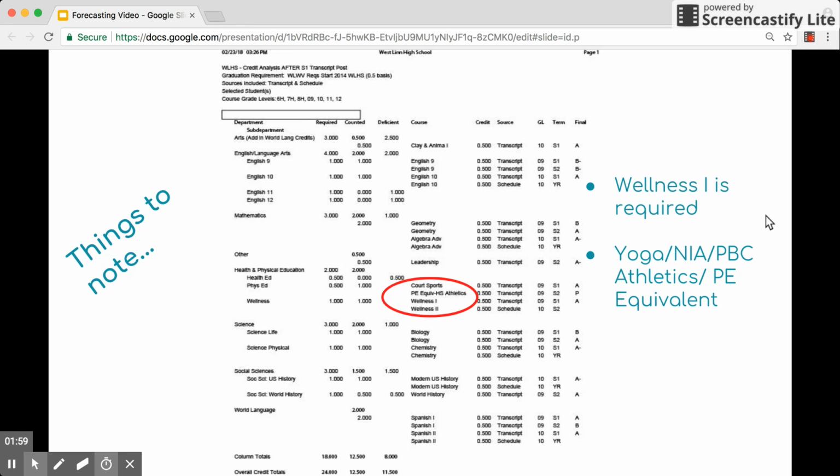Another section to note is the PE and health requirements. Students are all required to take 1 semester of Wellness 1. Yoga, NIA, PBC athletics, and PE equivalent are ways in which students can fulfill their health and PE requirements that are outside the 6-period day. For example, this student has fulfilled their PE requirements with the PE equivalent through high school athletics.